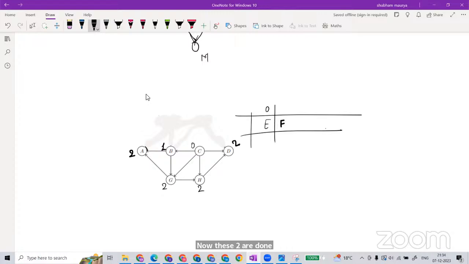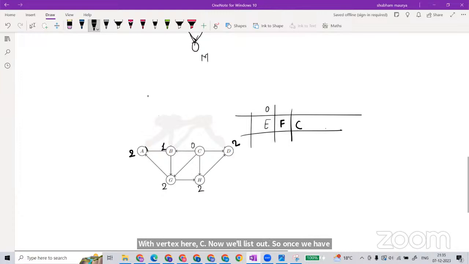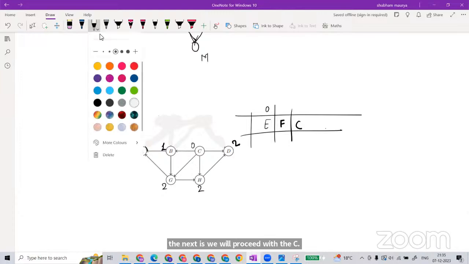Now this is a DAG. Each time once you remove that vertex, it will become a DAG, and we'll proceed with that vertex which has 0 in degree. So again, this is a DAG and it has a vertex with 0 in degree, here C. Now we'll list out C. Next we'll proceed with C. So let's remove that now.